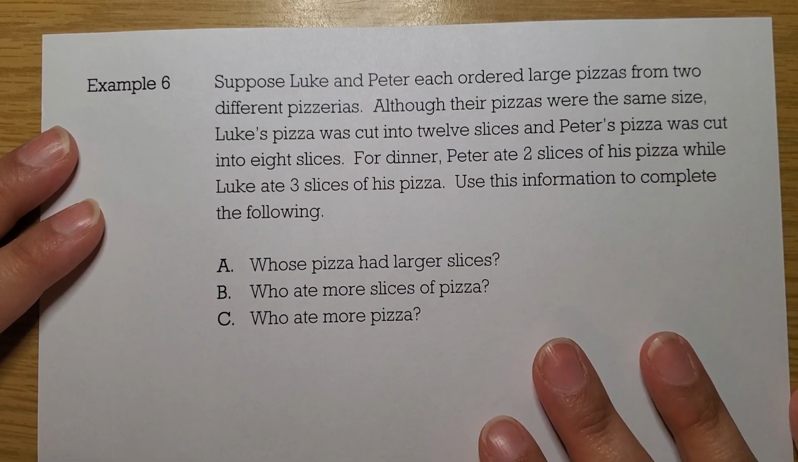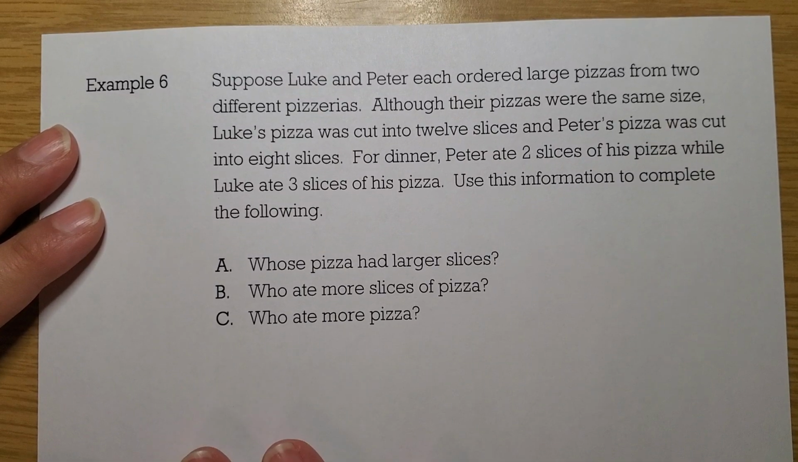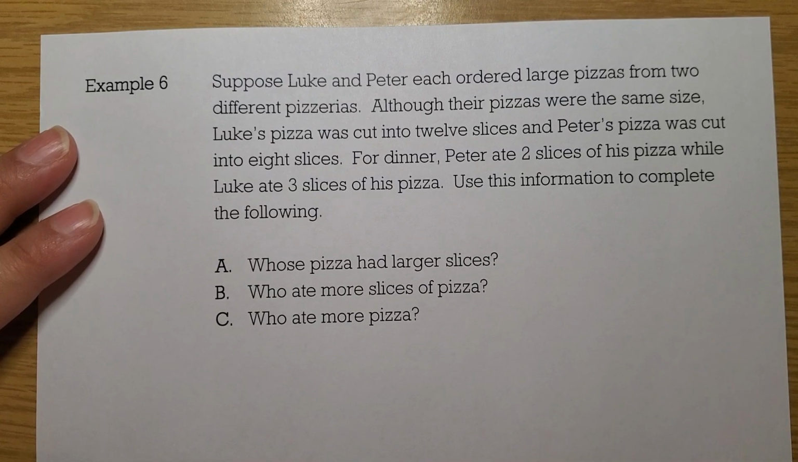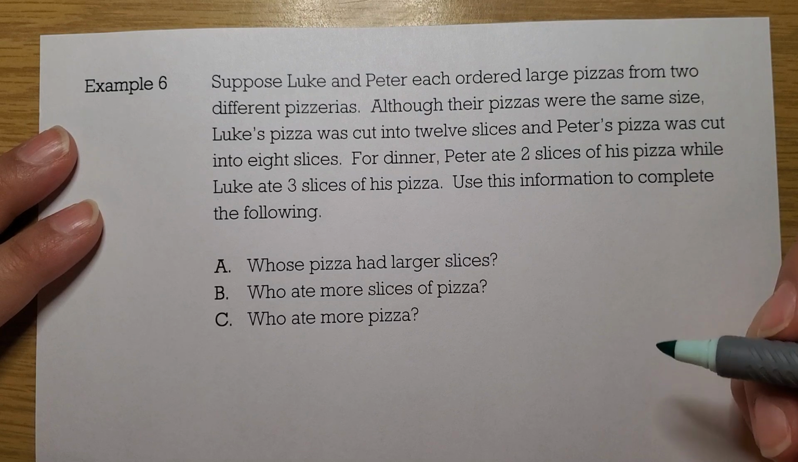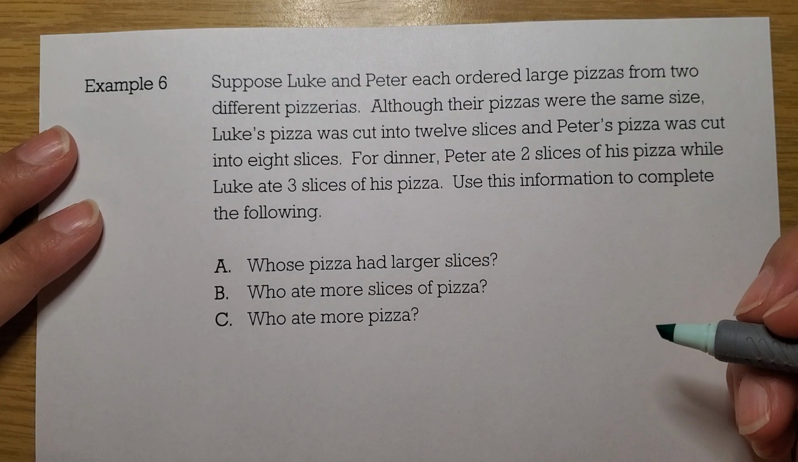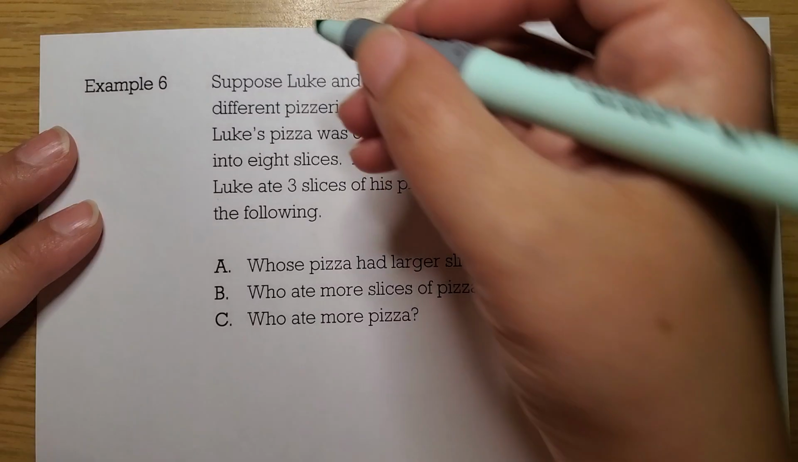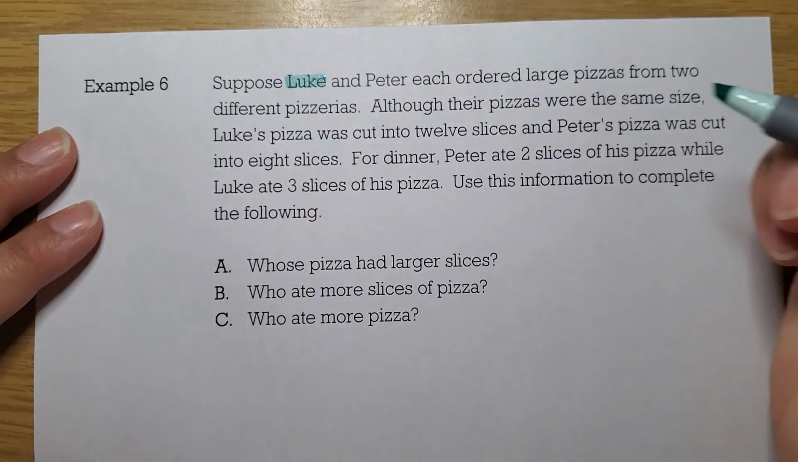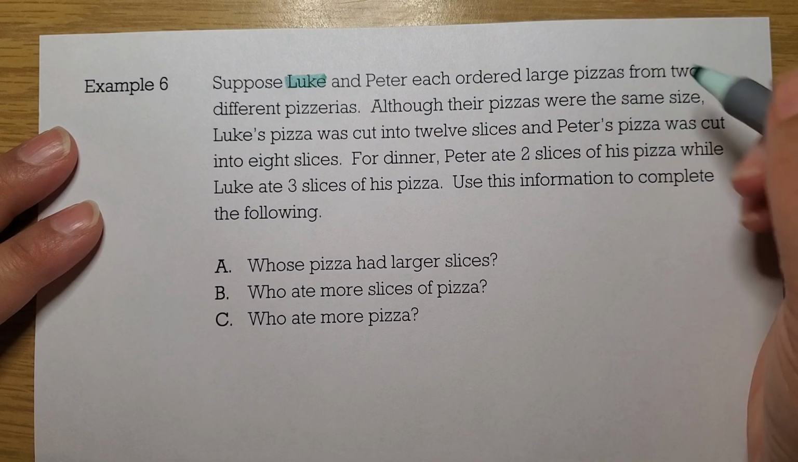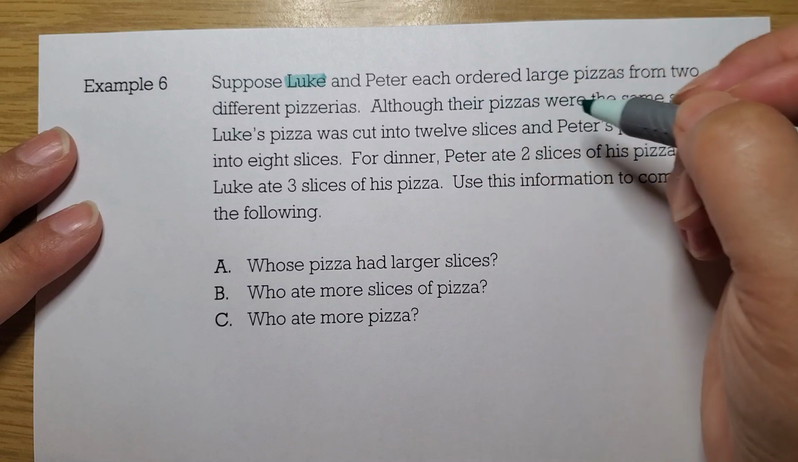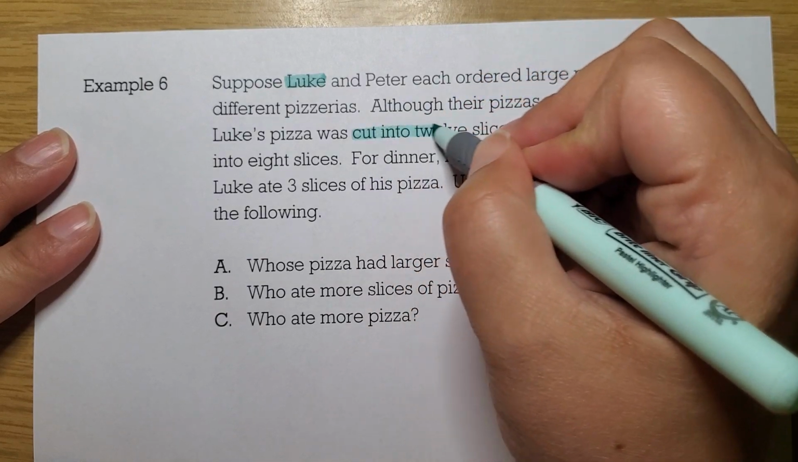Okay, so it looks like there's information, some about Luke and some about Peter. So to help me see it a little bit more clearly, I'm going to highlight all of Luke's information in blue, and then I'll highlight all of Peter's information in orange. So Luke and Peter each ordered large pizzas from 2 pizzerias. Their pizzas were the same size, but Luke's pizza was cut into 12 slices.